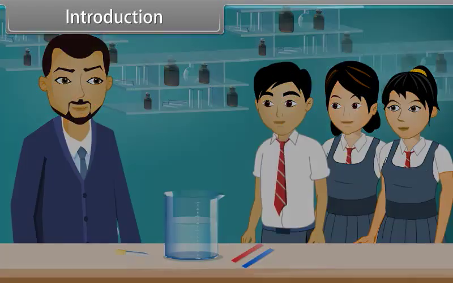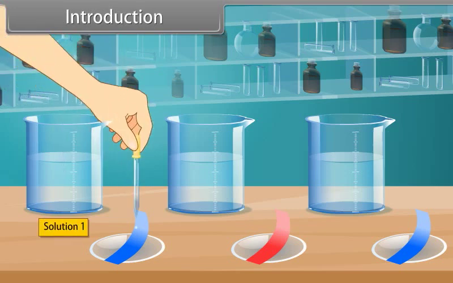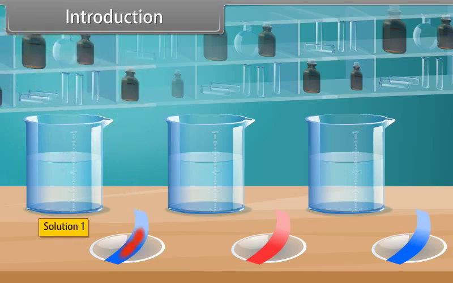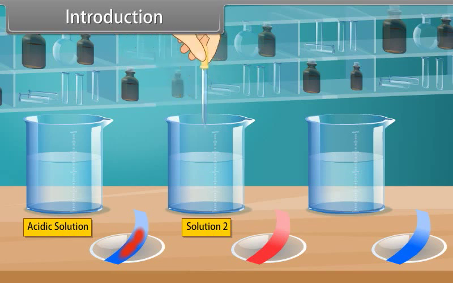Fine, sir. First, put a drop of solution 1 on the blue litmus paper. It turns into red. It shows acidic behavior. Next, put a drop of solution 2 on the red litmus paper. It turns into blue. It shows basic behavior.